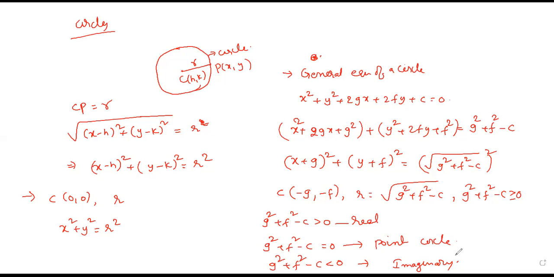So a real circle means g square plus f square minus c is greater than 0, and g square plus f square minus c equal to 0 means a point circle, and less than 0 means an imaginary circle.